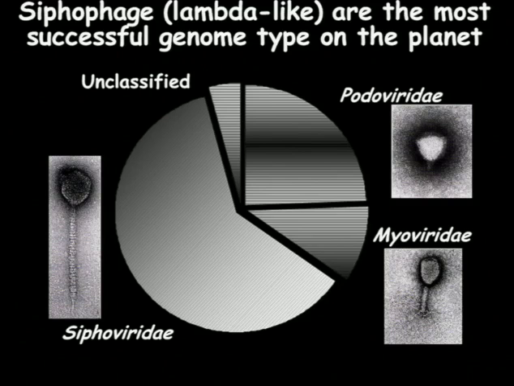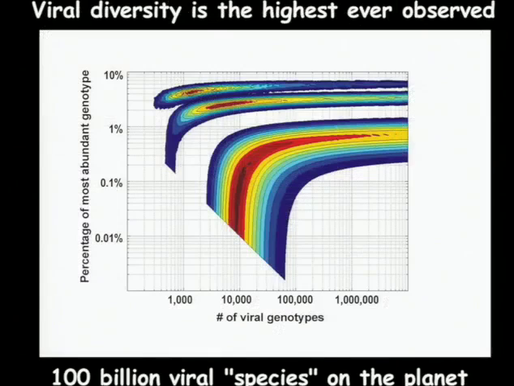The other thing you can take home from this, so far as we know, is that for the ones you can identify, so maybe 30% of your data, these guys are the winners. These are going to be your lambda-like viruses. Okay. And they seem to be the most common thing that we can at least observe out there. And those will be important because we'll talk about this a little later on, but they're the ones that we usually think of as being temperate.